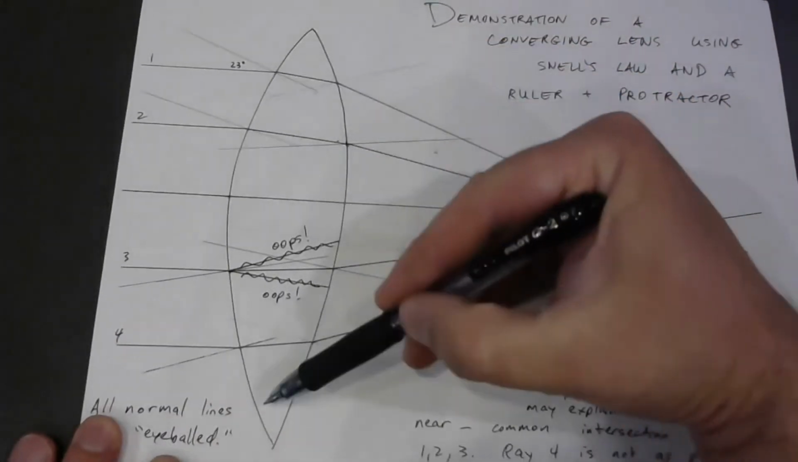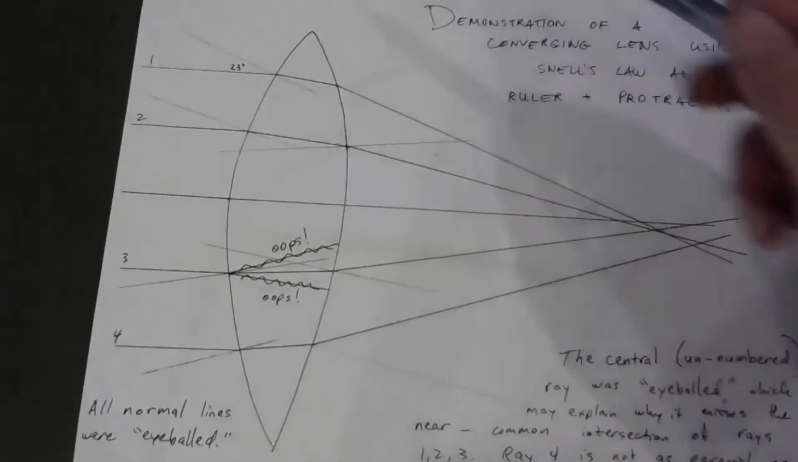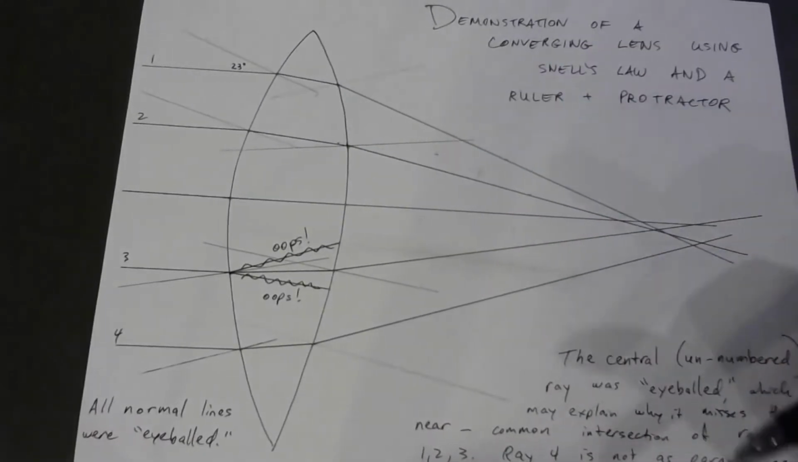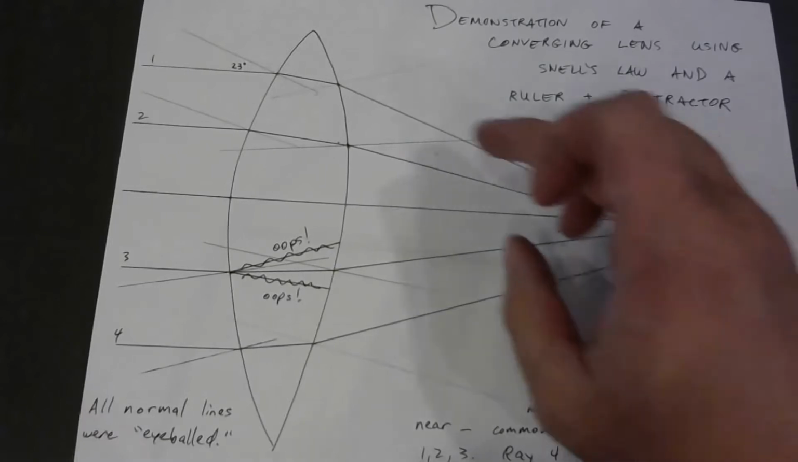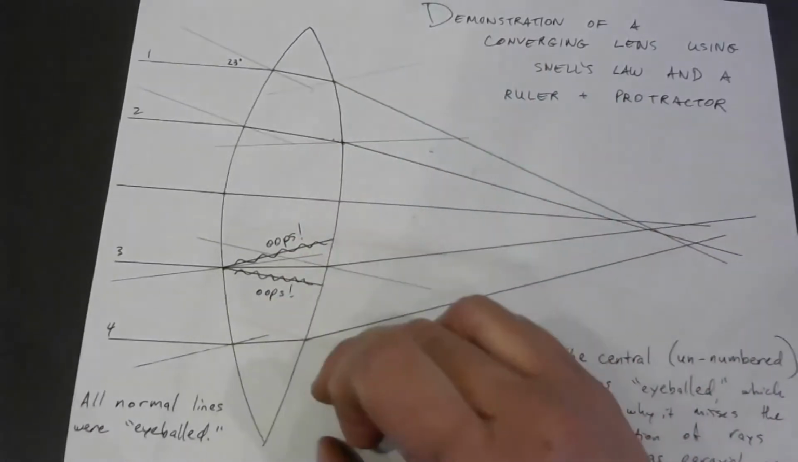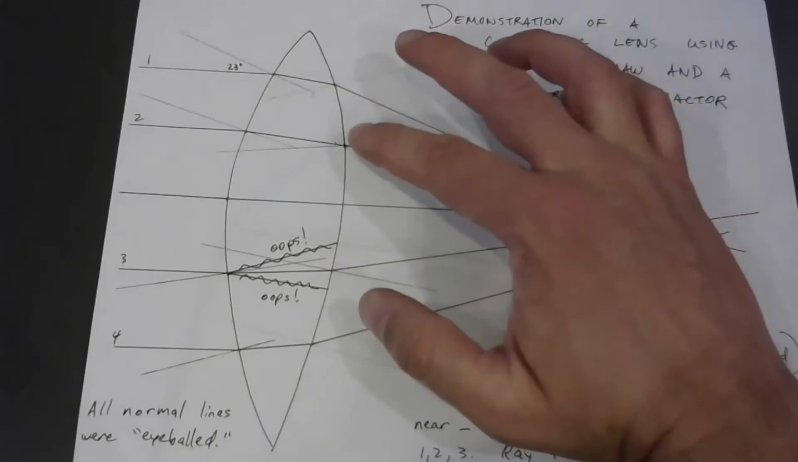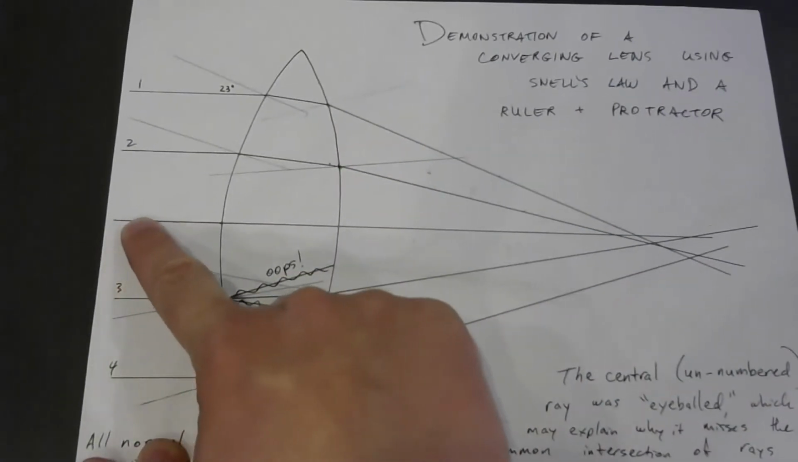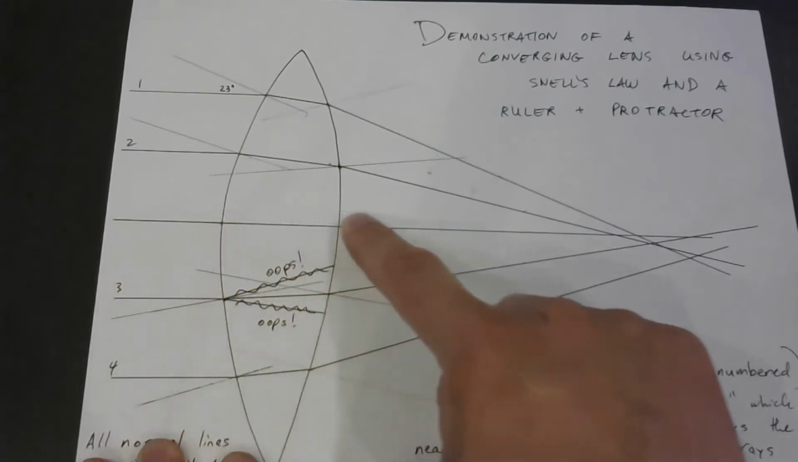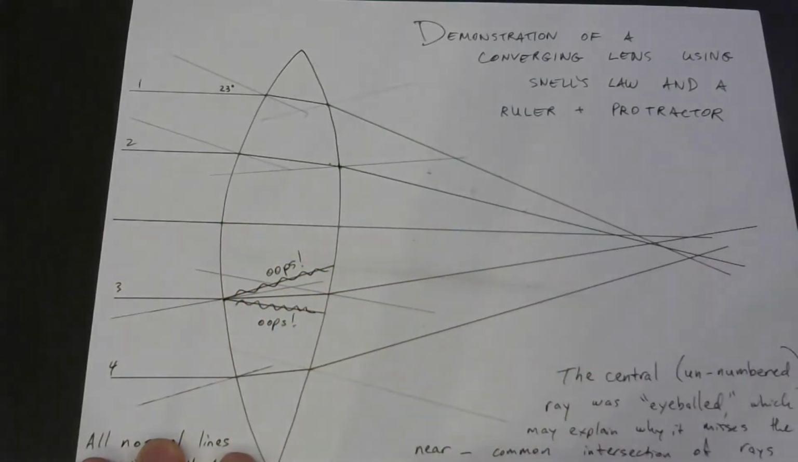I just drew an arbitrary curve on both sides of the lens, approximately spherical. The smoother that curve is, the better your results will come out, I think. And I drew 1, 2, 3, 4, 5 rays, but I only numbered the top 2 and the bottom 2, because I assumed that since this ray was normally incident, it would just continue on straight forward.